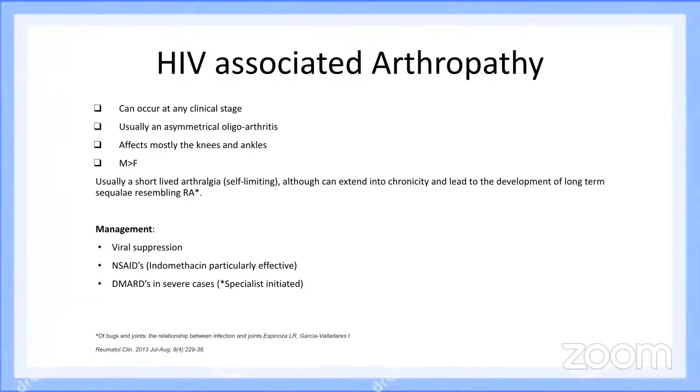It is usually a short-lived arthritis and is self-limiting, although it can extend into chronicity and have complications resembling that of rheumatoid arthritis. It's important to manage the underlying cause, being the HIV, and then symptomatically one can manage with non-steroidals, and indomethacin has proved particularly effective in treating this arthropathy. In severe cases, it might be necessary to refer to a tertiary facility for the initiation of DMARDs, but this is definitely a specialist-initiated treatment as the medication may cause further immunosuppression.